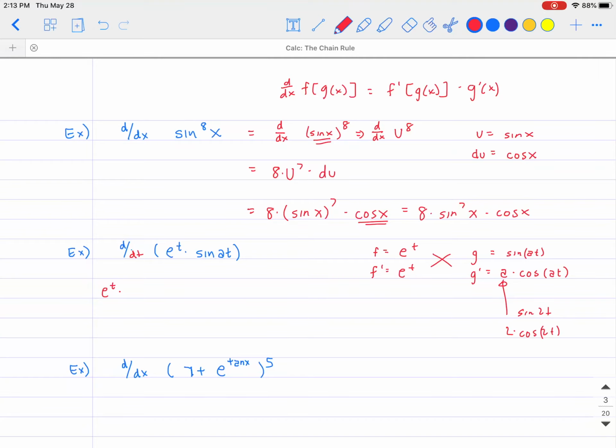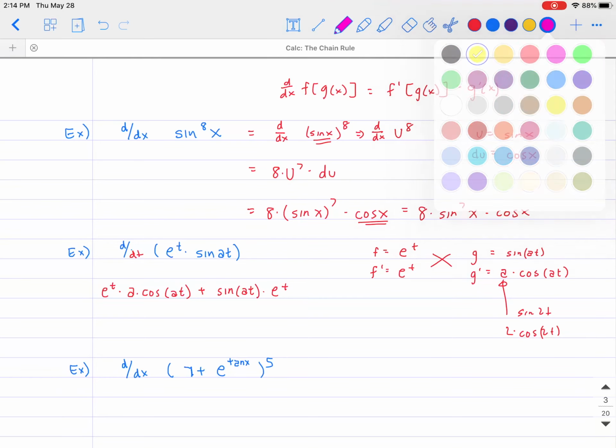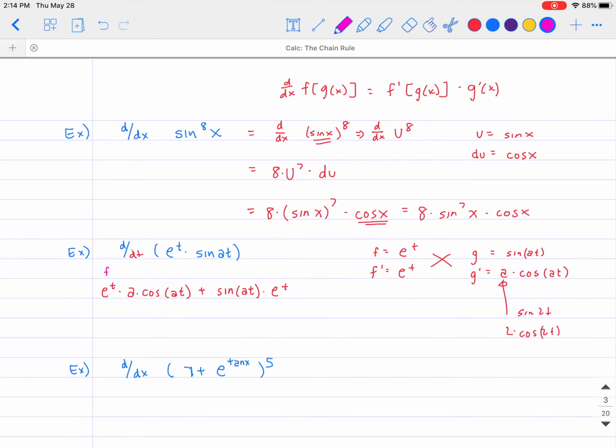It's going to be e to the t multiplied by a multiplied by the cosine of at. And then we have plus, let's see, sine of at multiplied by e to the t then. Okay, and just to again help out a little bit, I'll go ahead and write that on the top so you can see where everything is coming from. So this part is going to be f, this part is going to be g prime, and then this part is going to be g, and then this part is going to be f prime. So that's basically piece per piece.